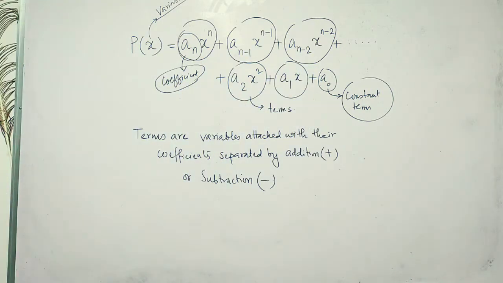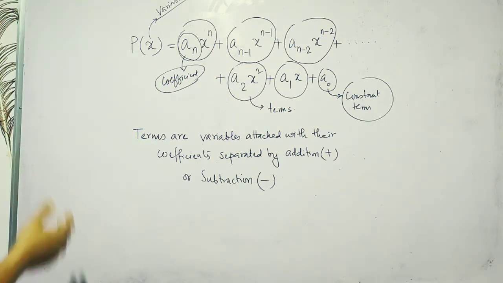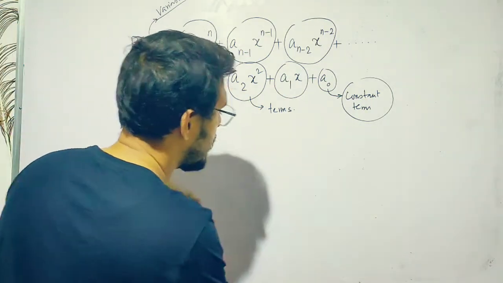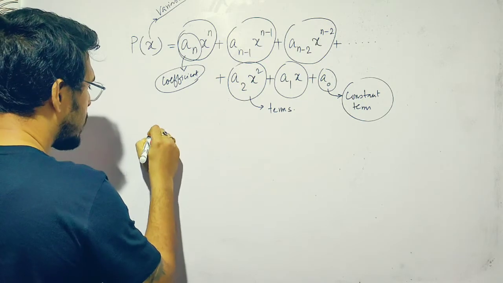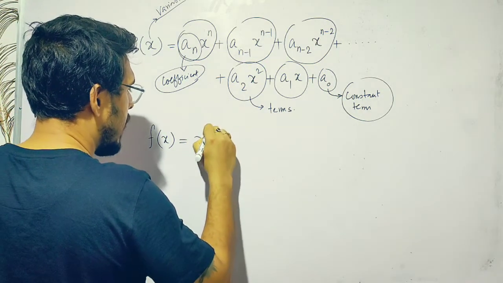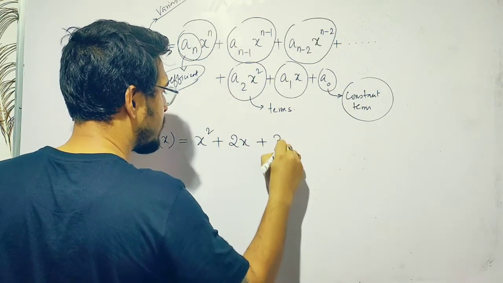So I hope the terms, variable, coefficient, everything is clear to you. Let us take an example of a polynomial in this format. So I can say, for example, f(x) equals x^2 plus 2x plus 3.